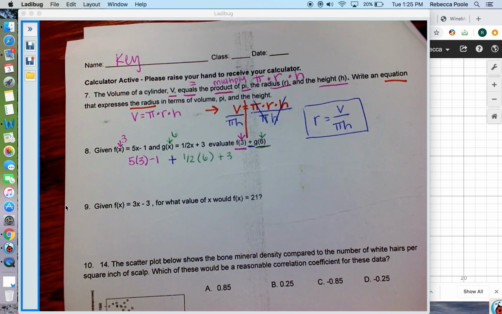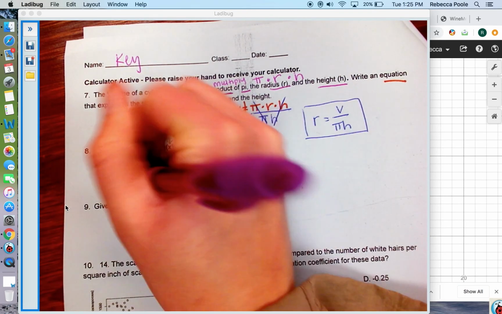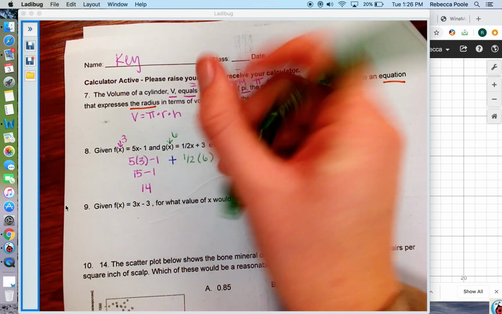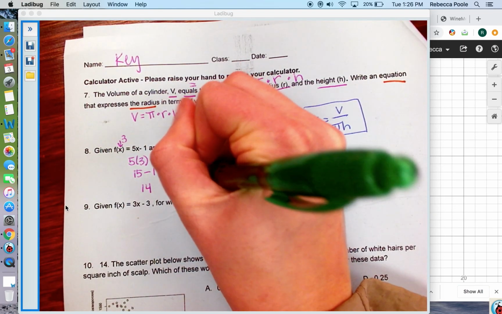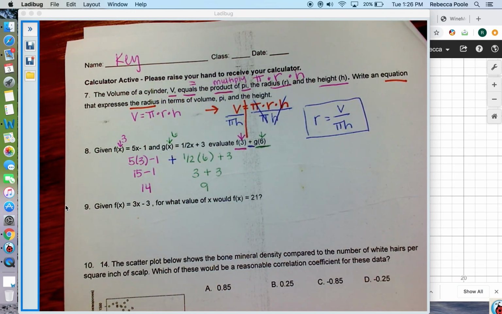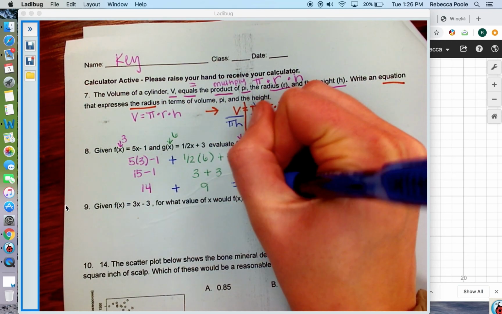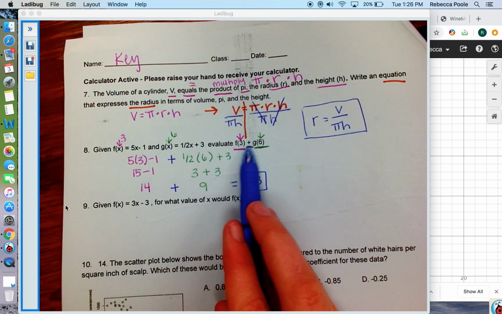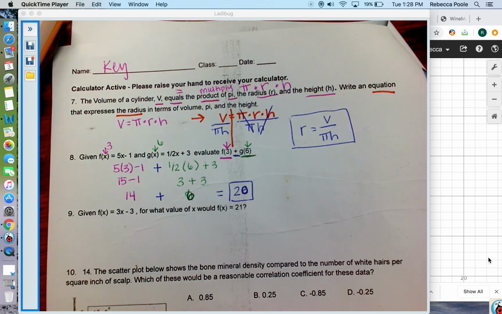Okay? So 5 times 3 is 15. 15 minus 1 is going to give us 14, right? Then for this equation, 1/2 of 6. So half of 6 is going to give me 3. And 3 plus 3 is going to give us 9. And then if we do 14 plus 9, we should be getting 23. So that's how you would evaluate f of 3 plus g of 6. We would put 3 into f and 6 in for the x in g.